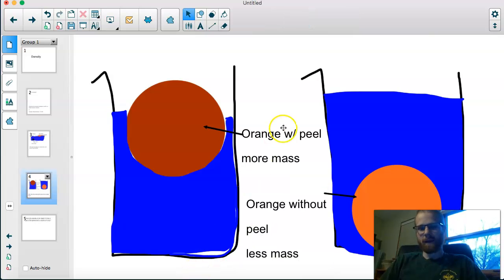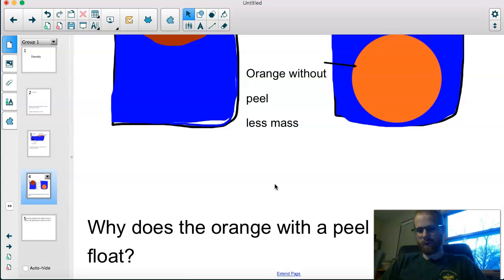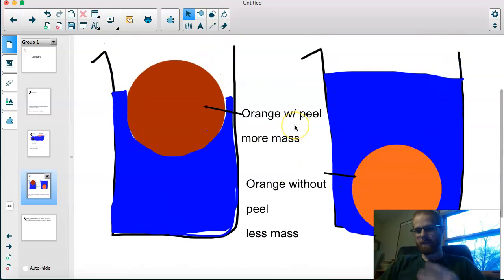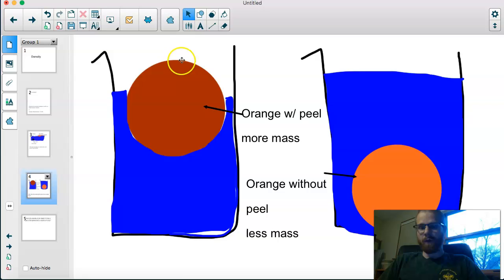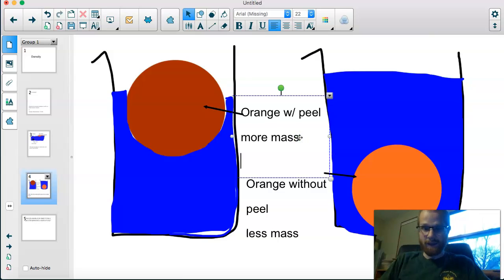So why is it that the orange with a peel floated and the orange without a peel sank? Just because an object has more mass or less mass, that doesn't tell us if it's going to float or not. See, the orange with a peel, you can kind of think about the peel like a life jacket. That peel adds some mass to the orange, but it also adds volume. And what it does is it changes its density so that it is less dense.